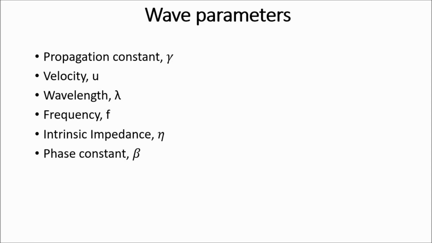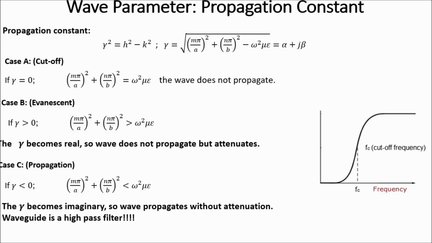Welcome everyone. In this lecture, we will be discussing the wave parameters for a rectangular waveguide. The parameters that we are going to learn here are the propagation constant, velocity of propagation, wavelength, the operating frequency and the cutoff frequency, the intrinsic impedance for both transverse electric and transverse magnetic modes, phase constant, and the wave parameter. The most important wave parameter is the propagation constant.